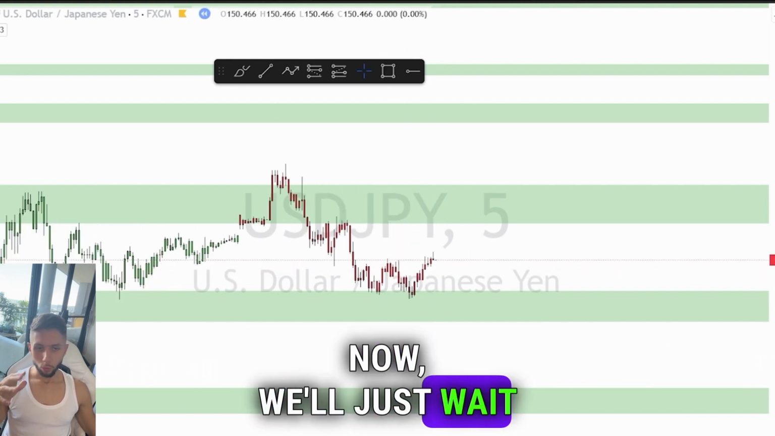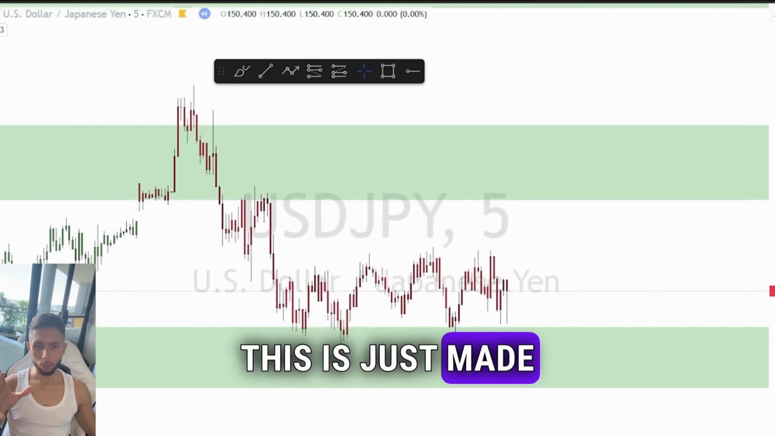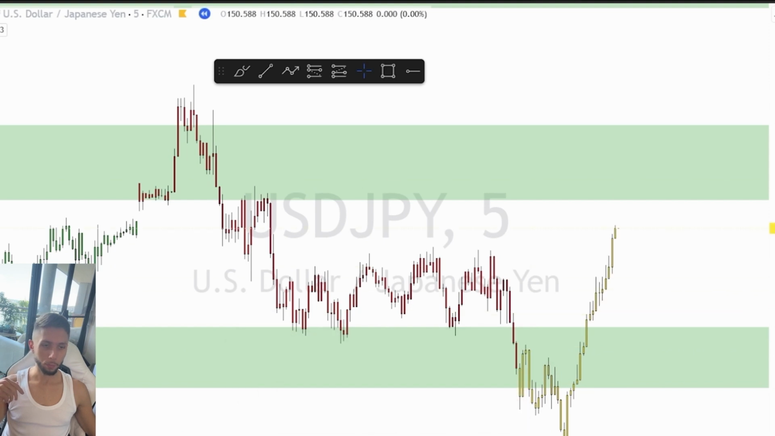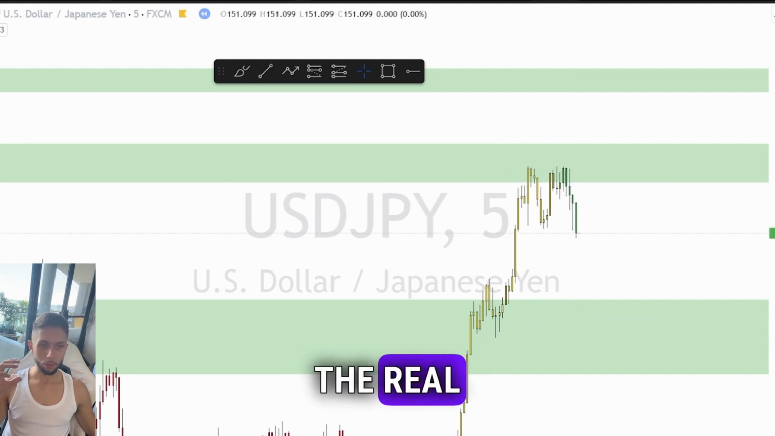Now we'll just wait for the red candles to pass, so we do not trade this. This is just noise. This is just made to make you stop out. Look at this, it's just piercing through zones. This is why things like support and resistance never worked, right? Because people don't trade with intention. The real zones are this.